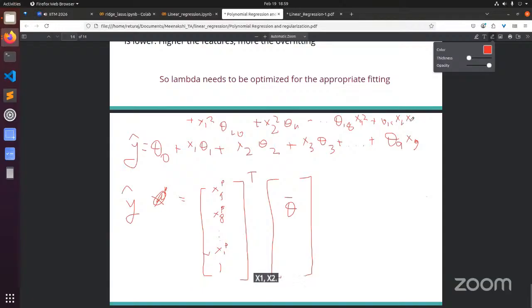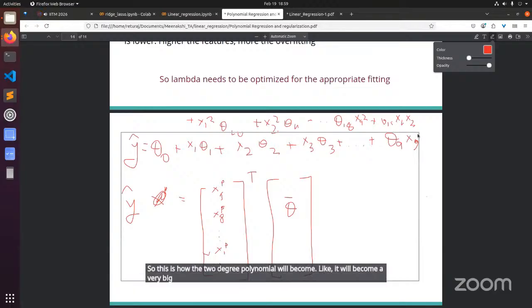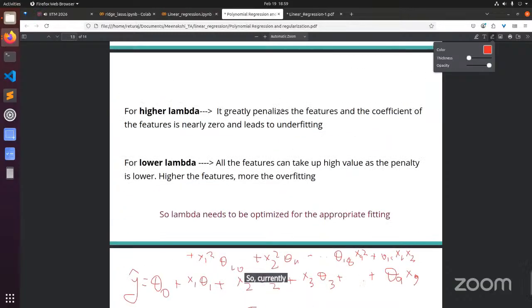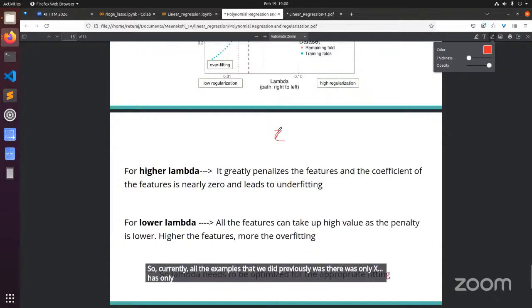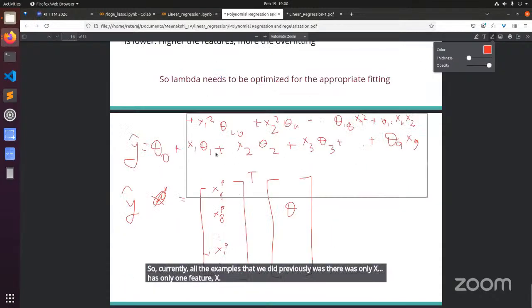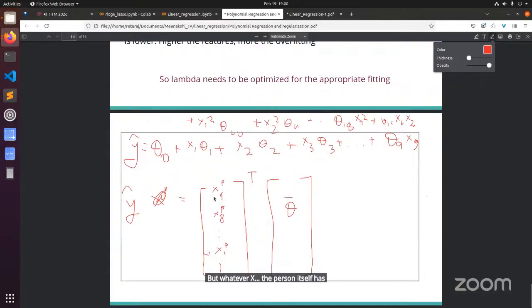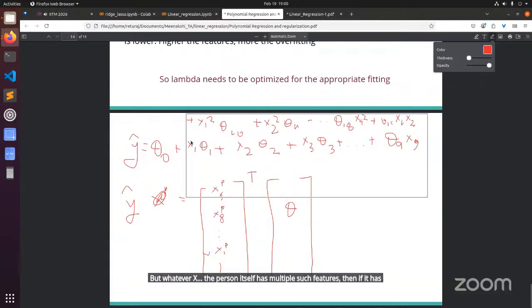This is also degree 2, right? So this is how the degree 2 polynomial will become. It will become a very big vector, a very large number of features plus a very large number of thetas. Currently, all the examples that we did previously had only one feature x. But what if the person itself has multiple such features? Then the degree will become even bigger.